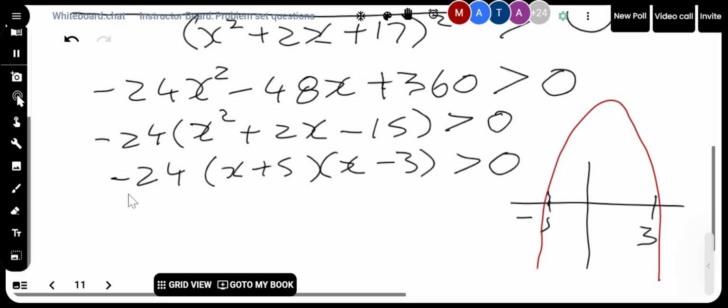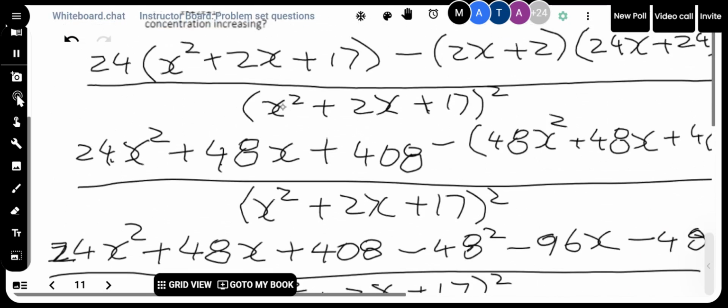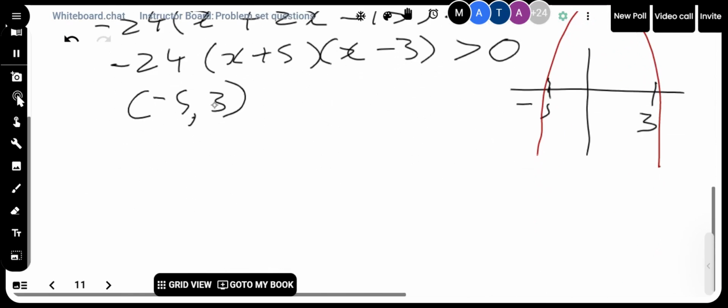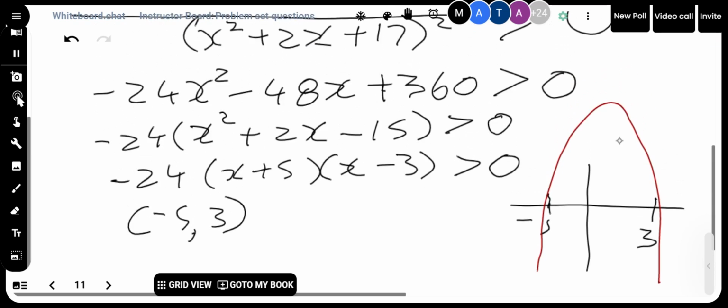So let's do this. Let's put a round bracket here and another round bracket on the other side. I remind you that when you were learning this in advanced functions, the round brackets meant that the minus 5 and the 3 were not included. Okay, but let's look back at what we're talking about here. These are t values, right? So anywhere between minus 5 and 3, this derivative that we came up with is greater than 0. It's above the x-axis.